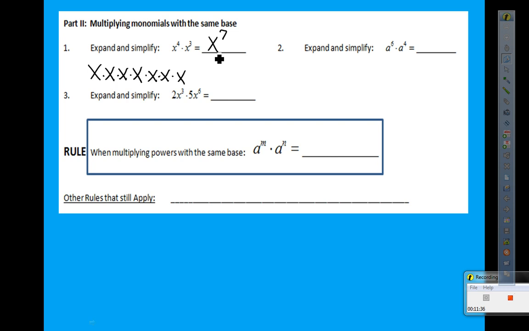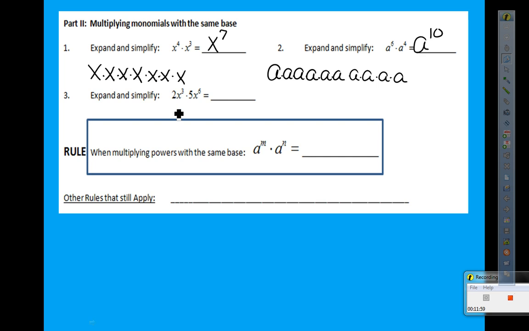Look at your number 2. A to the 6th times a to the 4th. It means that I have a times itself together 6 different times, and then I also have a multiplied 4 more times. Well, if you look at this, I have an a 10 different times. Well, I'm hoping right now you're thinking of a little shortcut. And hopefully you said, well, duh, all you're doing is adding the exponents.